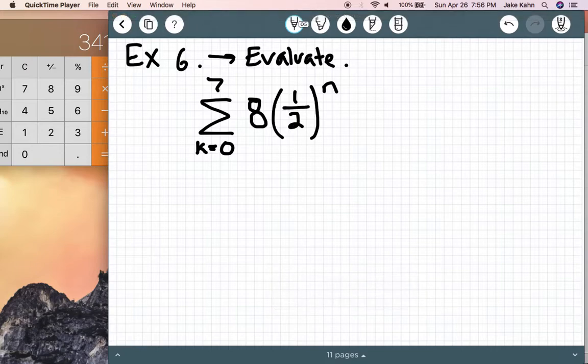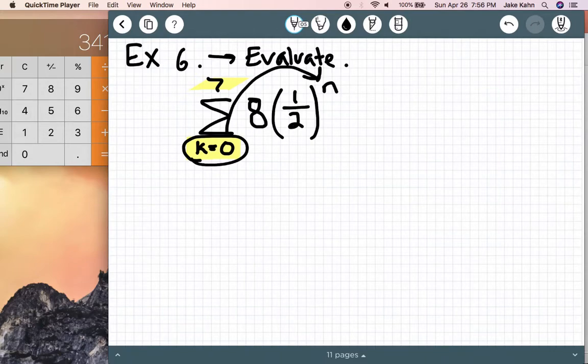Example 6. Evaluate this. This is summation notation here. We have a starting value of 0 and an end value of 7. And our argument is 8 times 1/2 to the n power. What does this mean? Yikes. Okay, so first of all, what this actually means is that we are going to start at k equals 0, and we are going to plug that in for n.